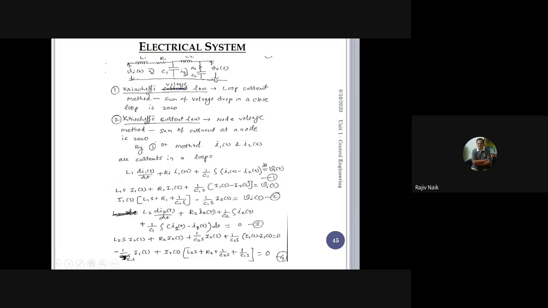Then I have written down the output equation. The output equation is for this output voltage. This voltage output is equal to the voltage drop across this resistance plus capacitance. So that is R2 into I2 and 1 upon C2 into integration of I2. That is what I have written here. You can see here, this is equal to V0. So if I take a Laplace transform and take I2 common, R2 plus 1 upon C2s is equal to V0. This is what I have written.